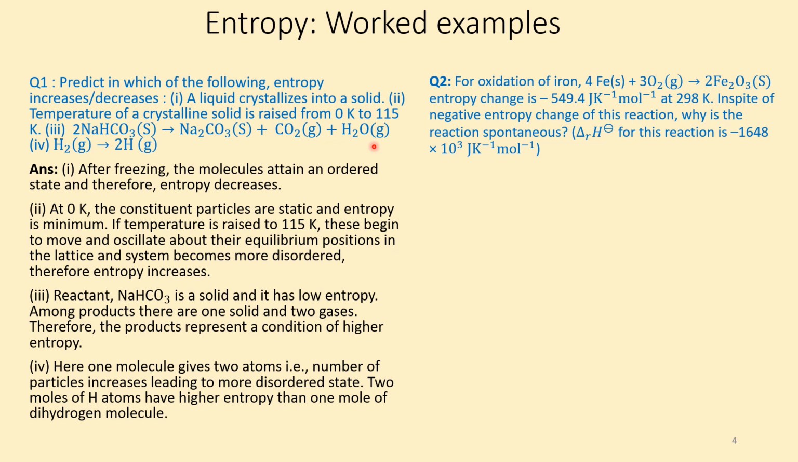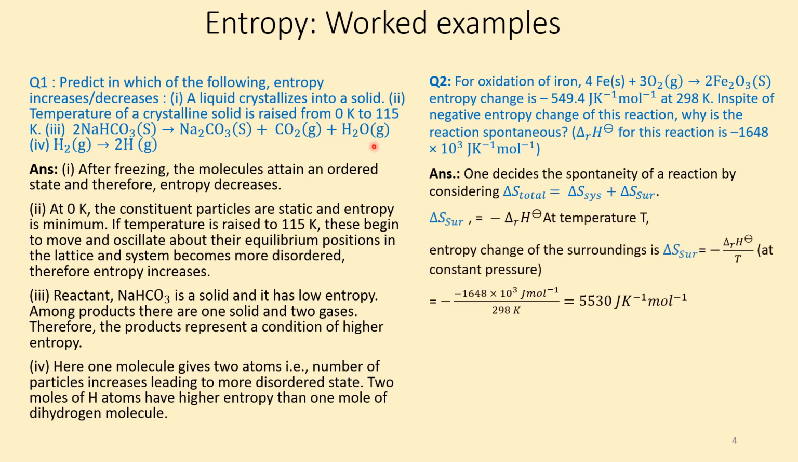So we have to explain why the reaction is spontaneous. Answer. One decides the spontaneity of a reaction by considering that delta S total is equal to delta S system plus delta S of surroundings. The entropy change of the surroundings is equal to minus delta rH naught divided by T at constant pressure.